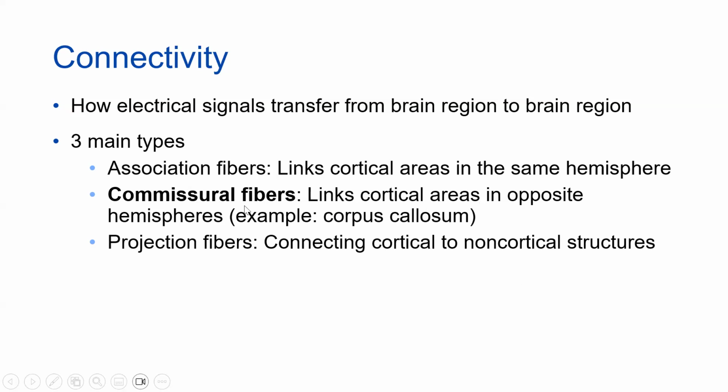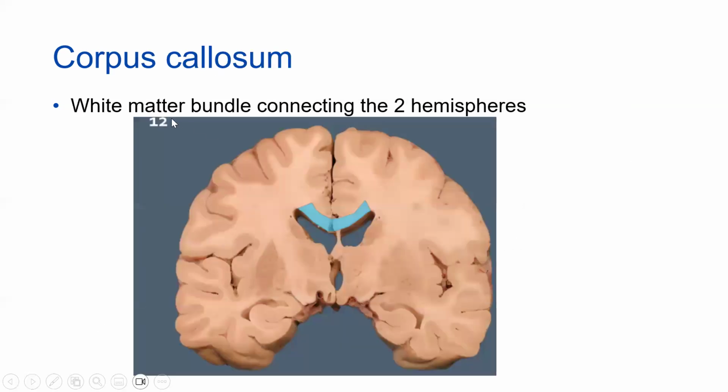I'm going to continue now with this example of a commissural fiber, the corpus callosum. This is a white matter bundle connecting the two hemispheres. So in blue, the corpus callosum is highlighted. And whenever you see an image like this of a coronal slice with the brain region of interest highlighted in blue, you definitely want to be able to identify this for your neuroanatomy practical.